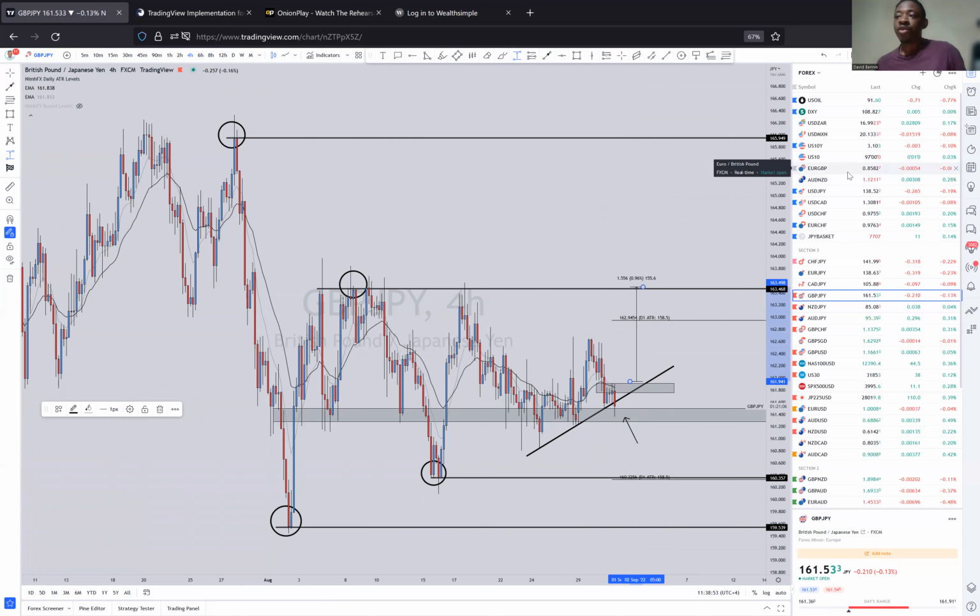So I didn't talk about Euro GBP, but I'll go there in a second. If we break below here, I don't think I'll be looking to sell here because I'm bullish. So I'll be looking for price to drop here, and I'll look to attempt another buy at this level here. So GBP JPY, if it breaks below, I'm not going to buy. Let's look at Euro GBP in a second.